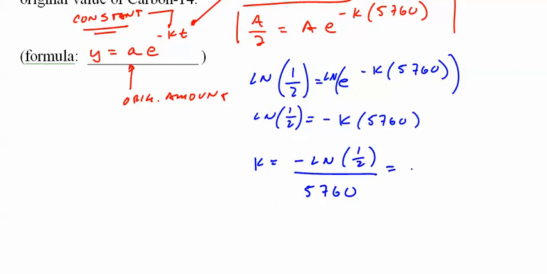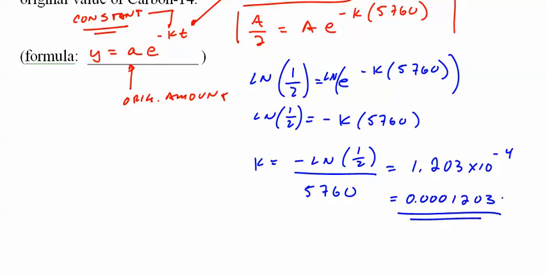Get a really small number, positive 1.2 times 10 to the negative fourth, 1.203, which is 0.0001203. There it is. So that's our k value.